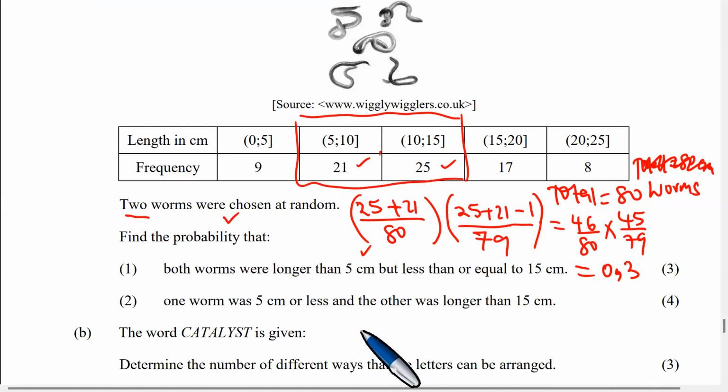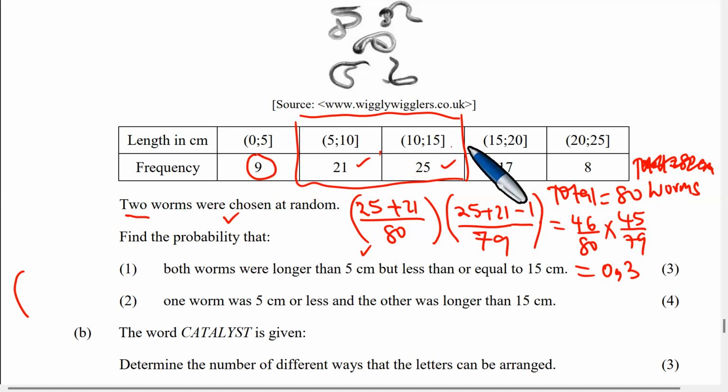Okay, right. Now, in this question 2, you're going to do it as follows. Remember, this question is about 2 worms chosen at random. You have 80 worms, and they're choosing 2 out of the 80. Now, one worm was 5 centimeters or less. So it's here. One of the worms is here, 5 centimeters or less. And the other was longer than 15.